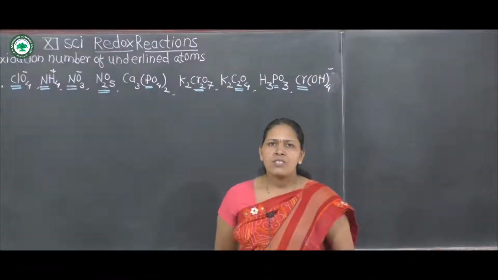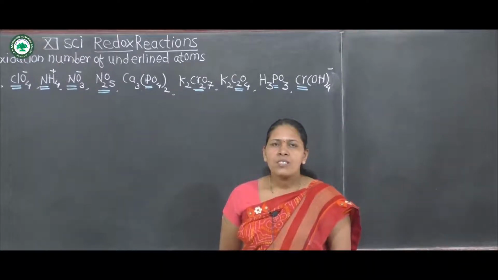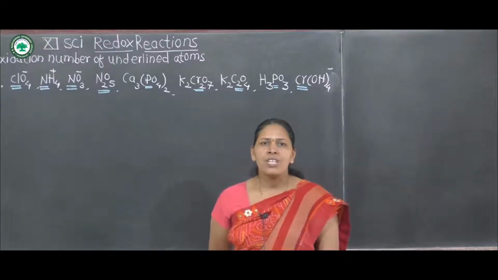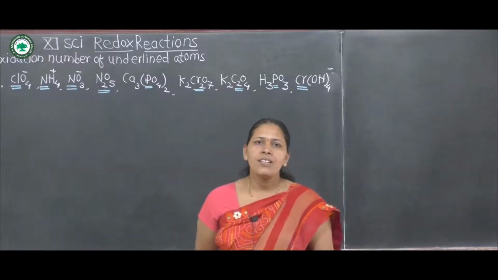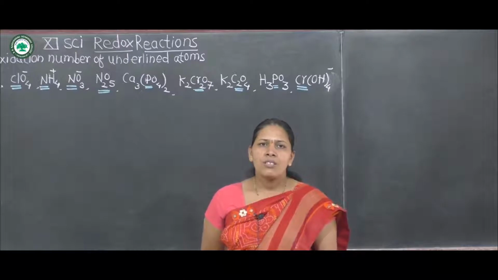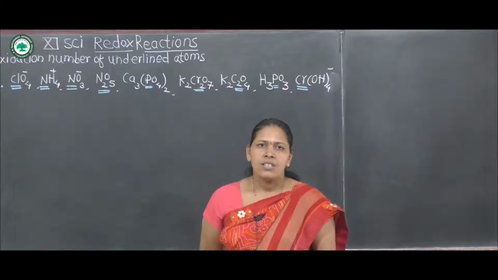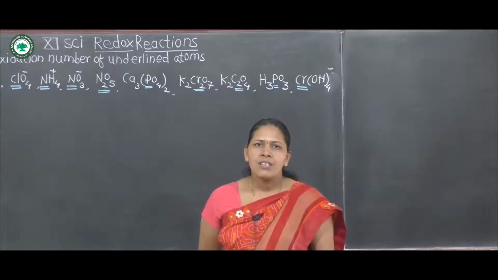Good afternoon, students. In the last lecture we studied the rules to assign oxidation number, what is meant by oxidation number, and what is meant by oxidizing agent and reducing agent. We know that oxidizing agents are the substances which cause oxidation of another species and themselves get reduced. Similarly, reducing agents are the species which cause reduction of another species and themselves get oxidized.